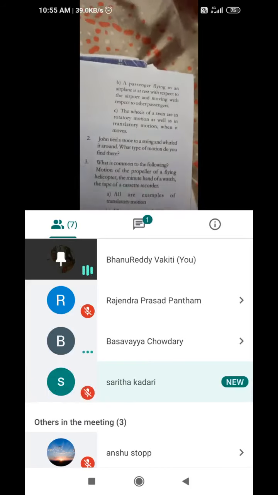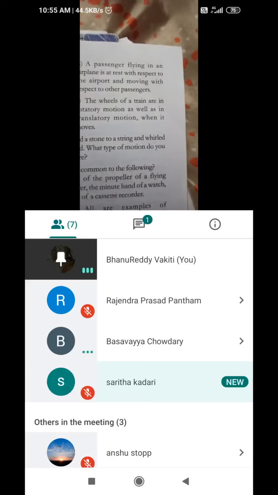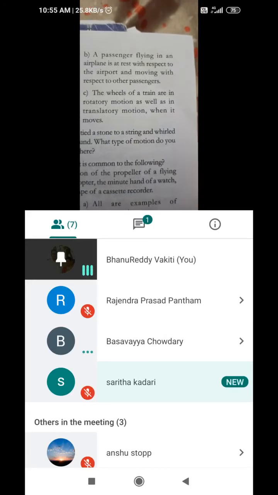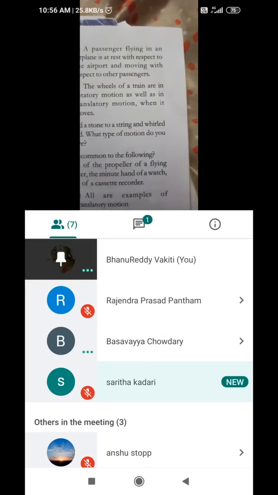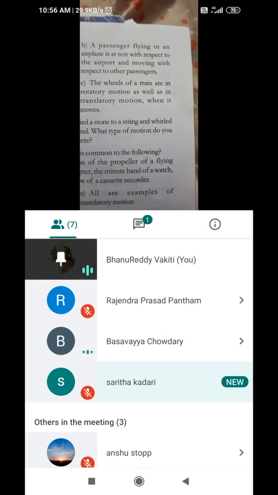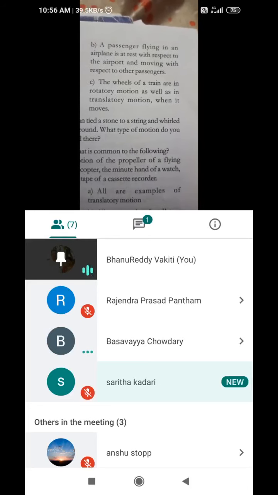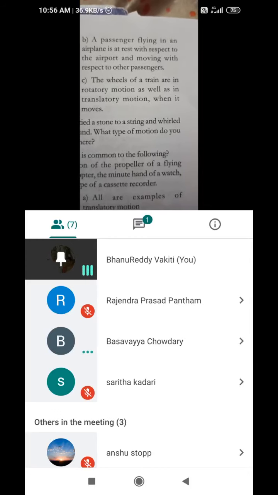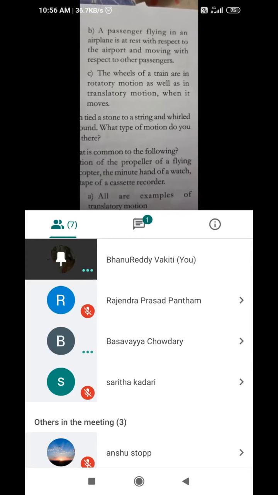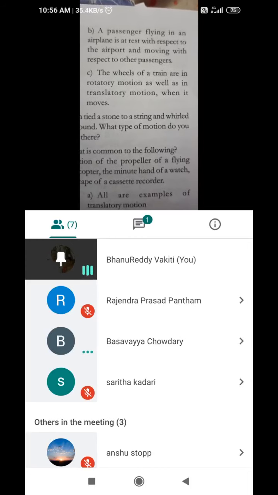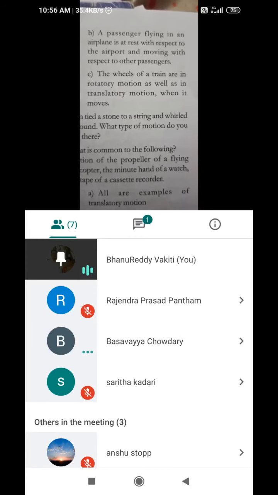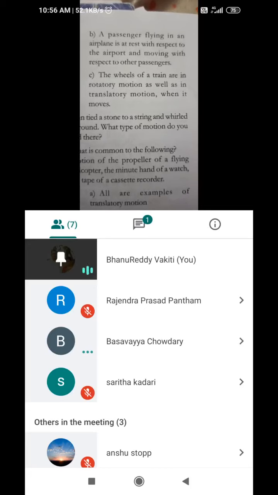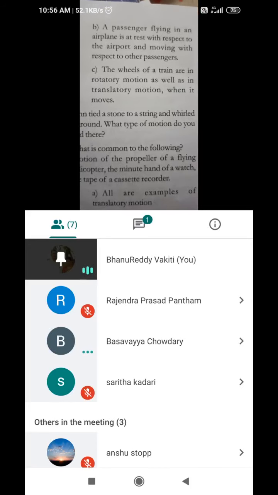Next one: a passenger flying in an aeroplane is at rest with respect to the airport and moving with respect to the other passengers. Is this correct? Just imagine and think, children. With respect to the airport, the passenger will look like he is moving. And moving with respect to the other passenger, that is not right.